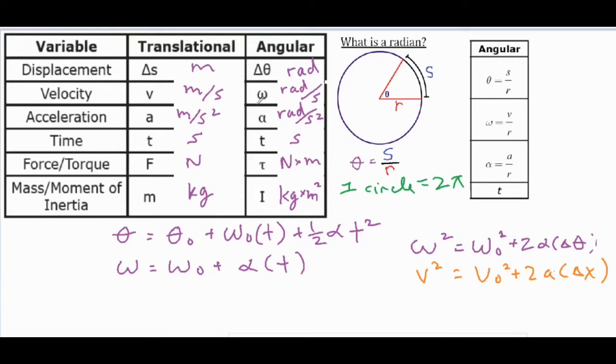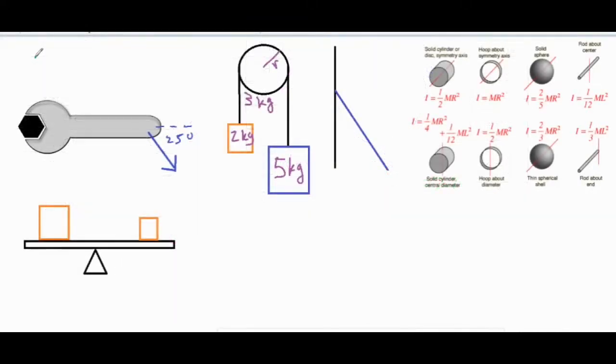And then as far as your omega goes, you're looking at it in terms of how fast it's rotating through the circle per second. This is the rate at which you are gaining that omega, and then time is the same. And then we'll get into torque and moment of inertia a little bit later into this video. Now let's move on to discussing torque.